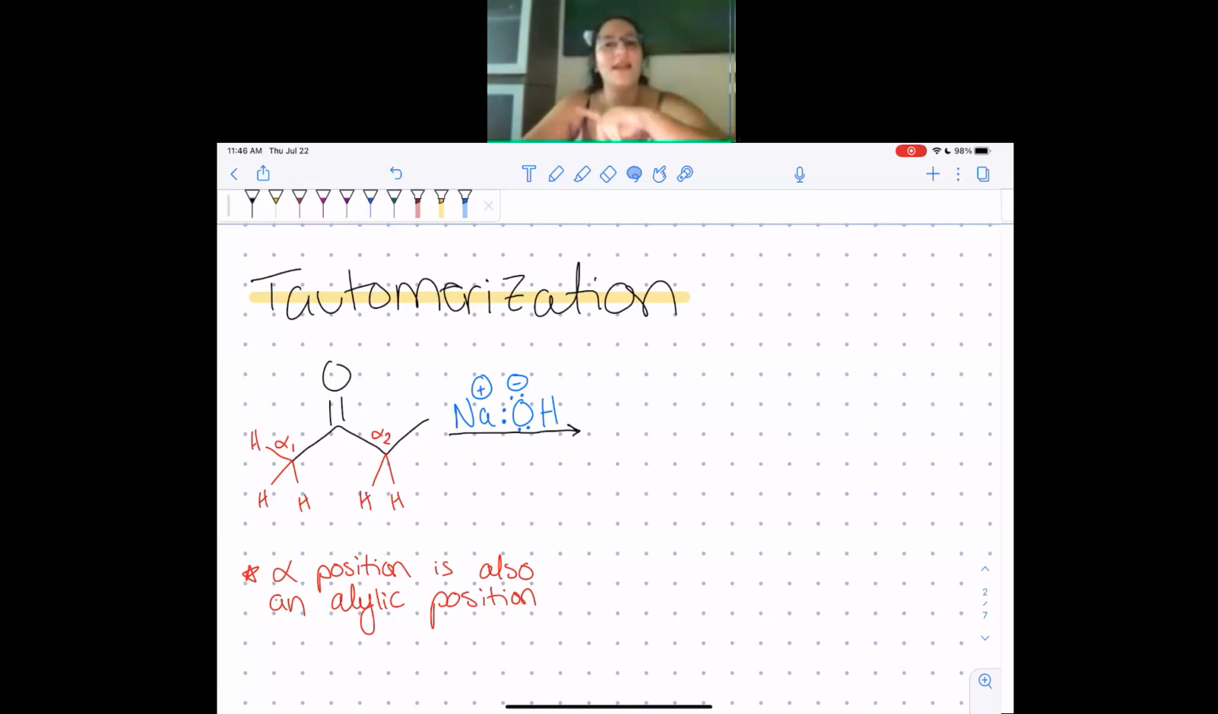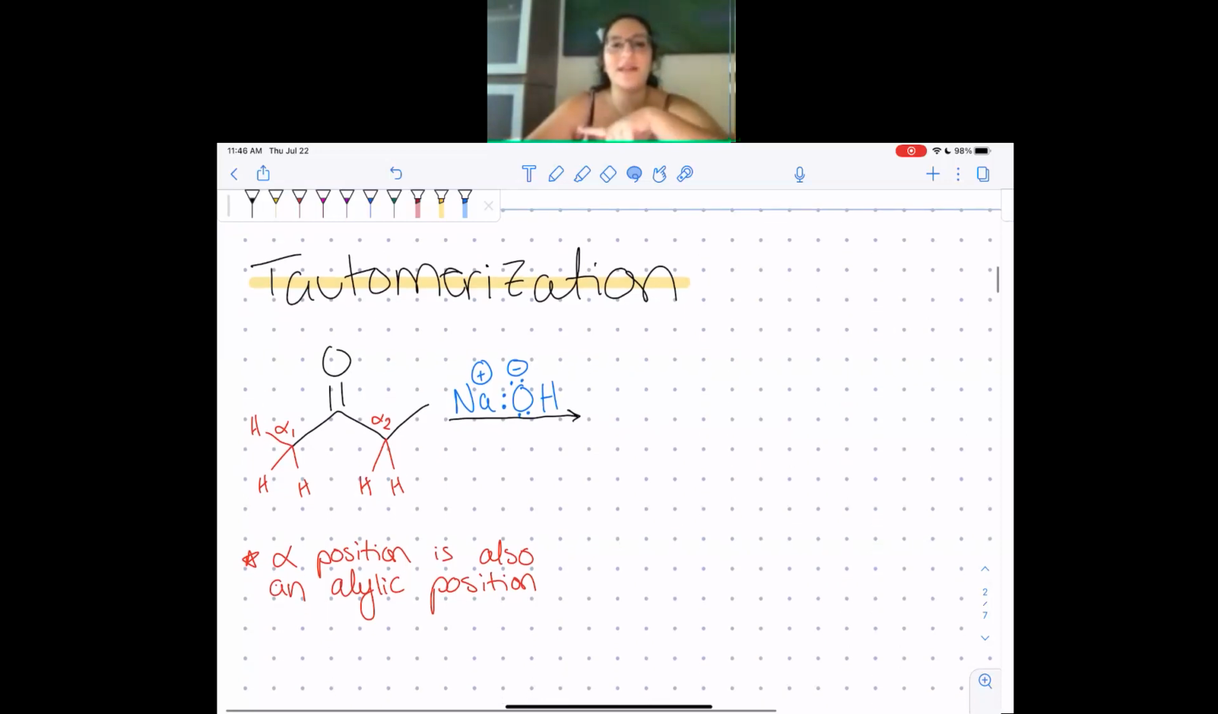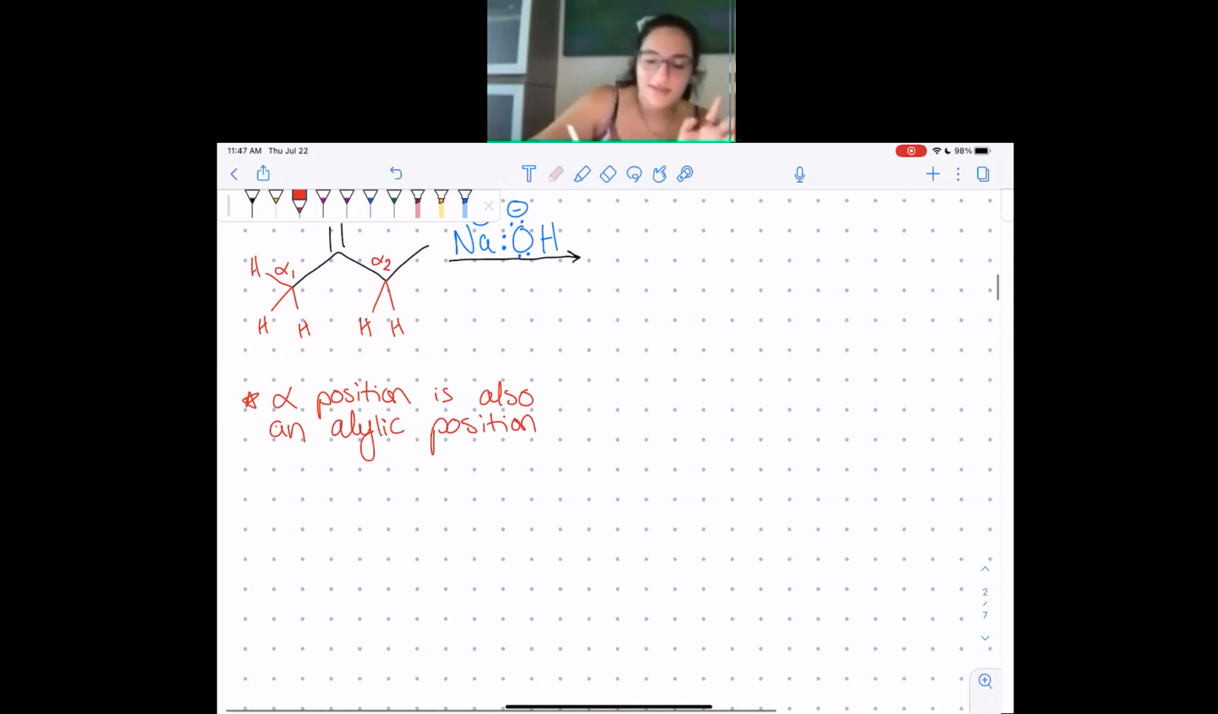So someone said sp2, and that's a great point. It's not necessarily sp2 yet, but the reason that position is acidic is because once we take that hydrogen, it becomes sp2, and we have resonance with the oxygen. That was a lot of words I just said, so I'm going to draw out a picture for it.